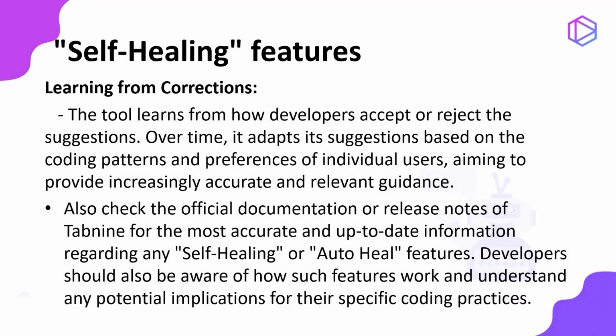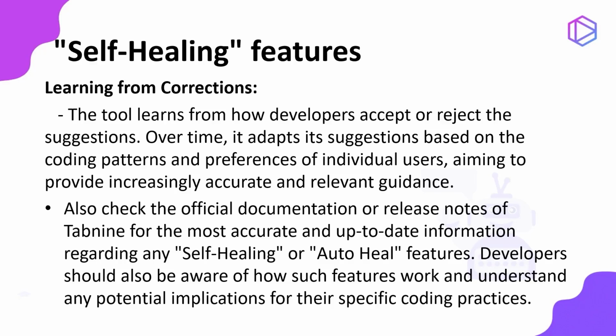Learning from corrections. The tool learns from how developers accept or reject the suggestions. Over a period of time, it adapts its suggestions based on the coding patterns and preferences of individual users, aiming to provide increasingly accurate and relevant guidance: how they are accepting the predictions, how they are accepting the corrections, and any new code they are writing. It is like looking at and understanding your training.